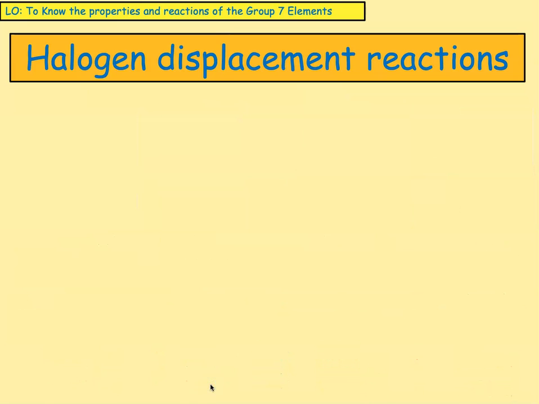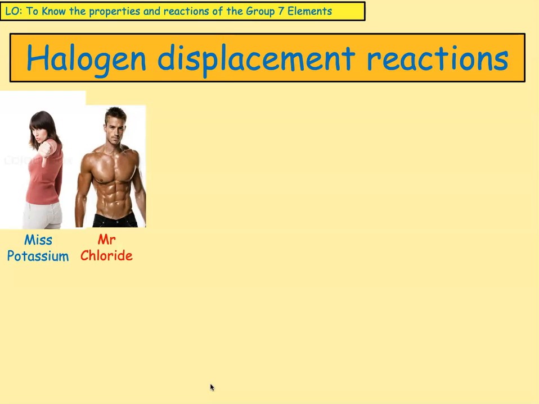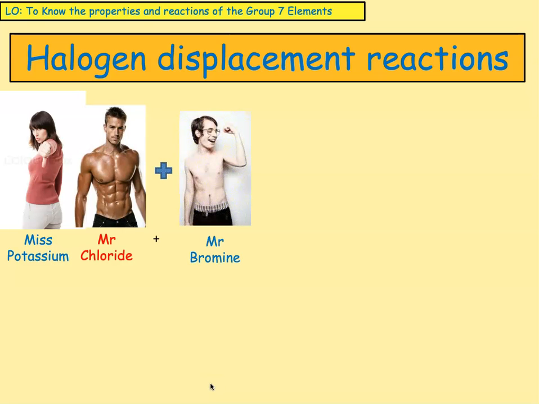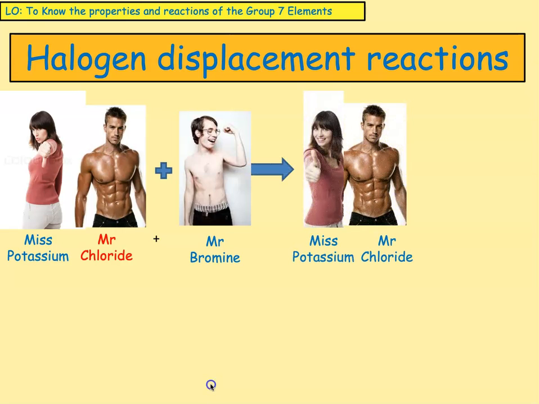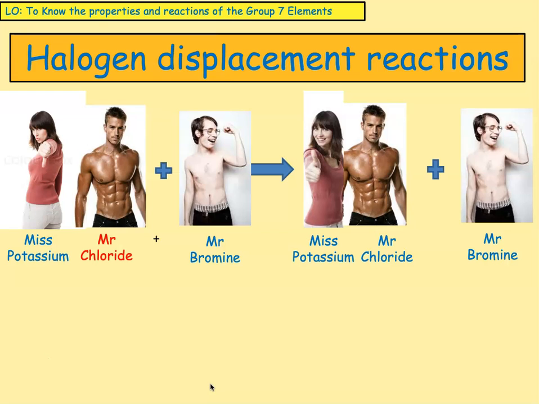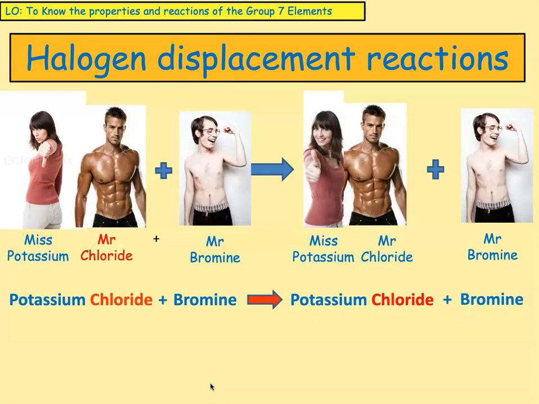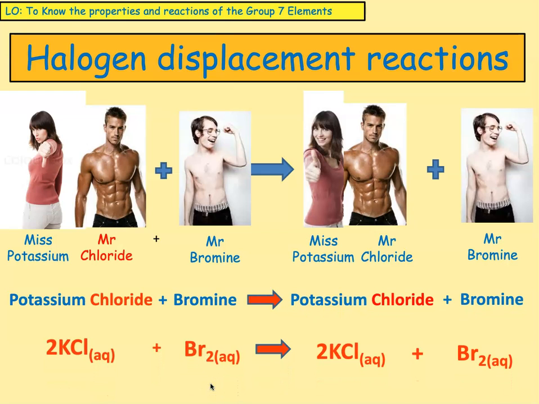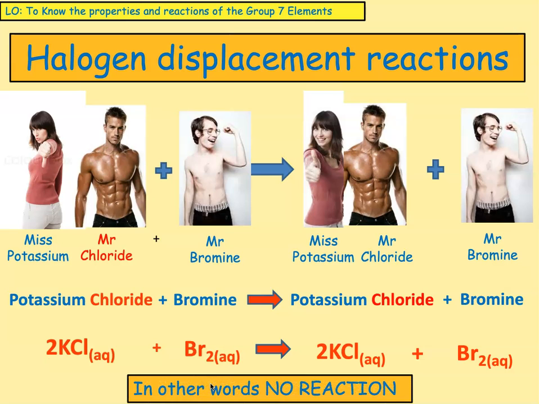Okay. Here we have a different analogy. Miss Potassium is with Mr. Chloride in a compound. Mr. Bromine comes along. Will Mr. Bromine displace Mr. Chloride based on the reactivity? No, because Mr. Bromine is less reactive than Mr. Chloride. So it will stay the same. In other words, there will be no reaction.